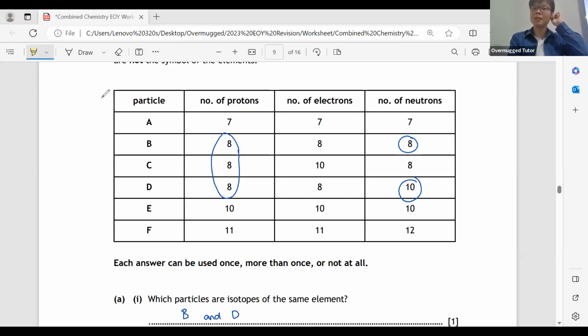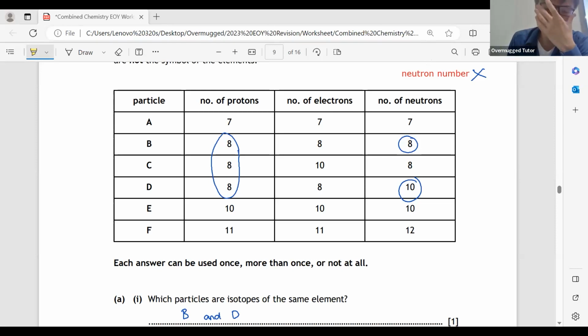A lot of students like to write this. There's no such thing as neutron number. So if examiners see this, they will minus 1 mark already. You have to write number of neutrons. There is only proton number. There's no such thing as electron number or neutron number. So write number of neutrons for the definition.